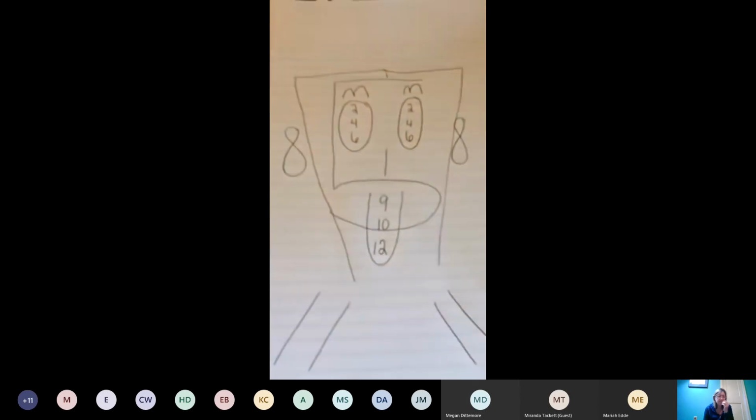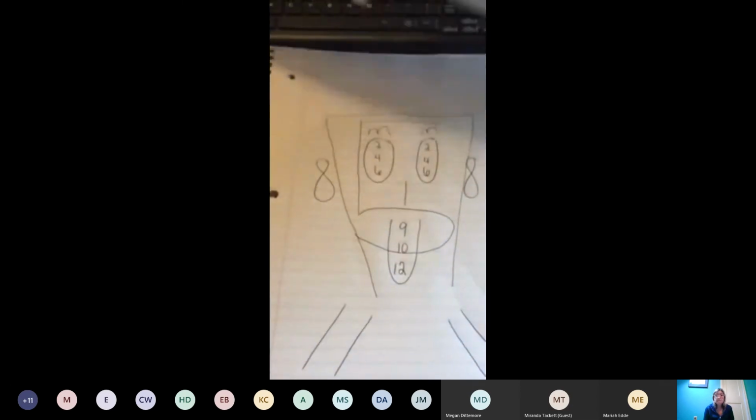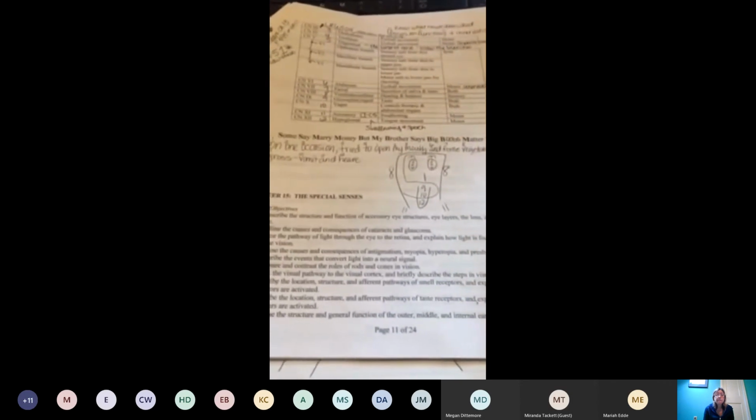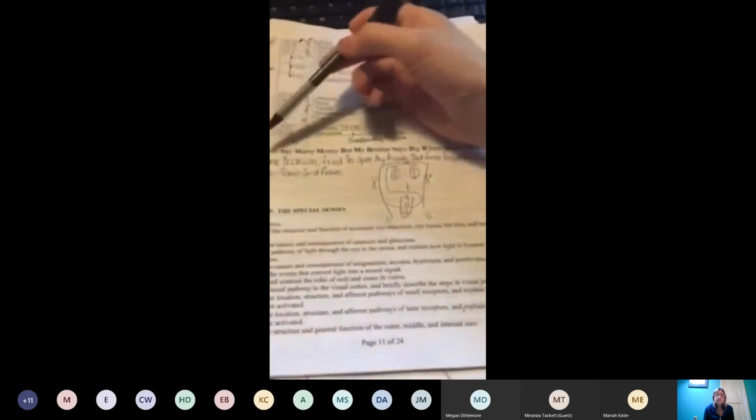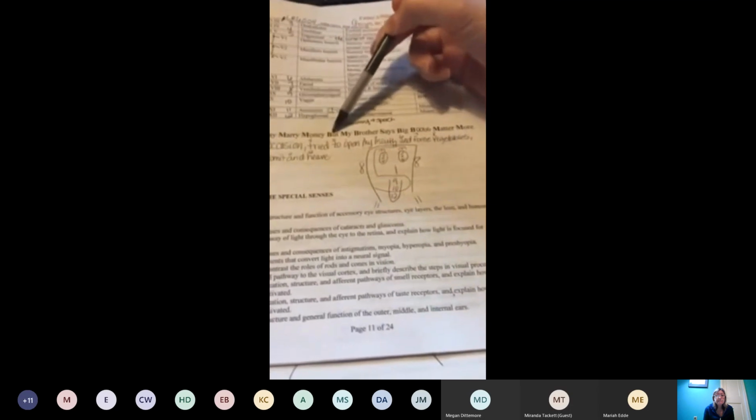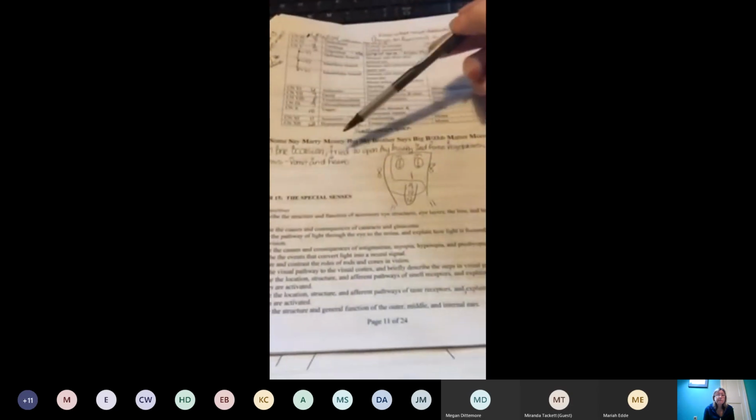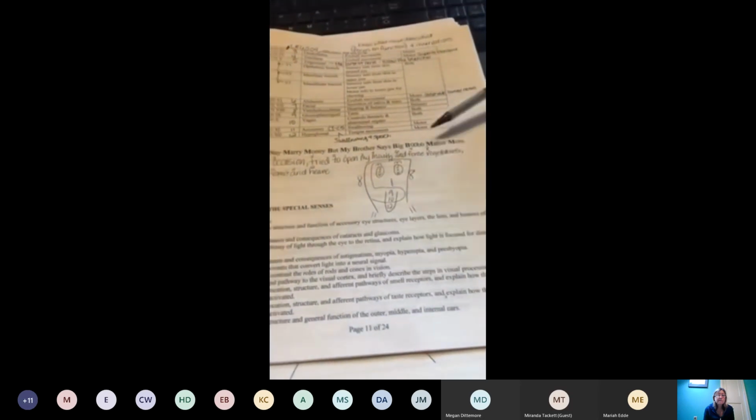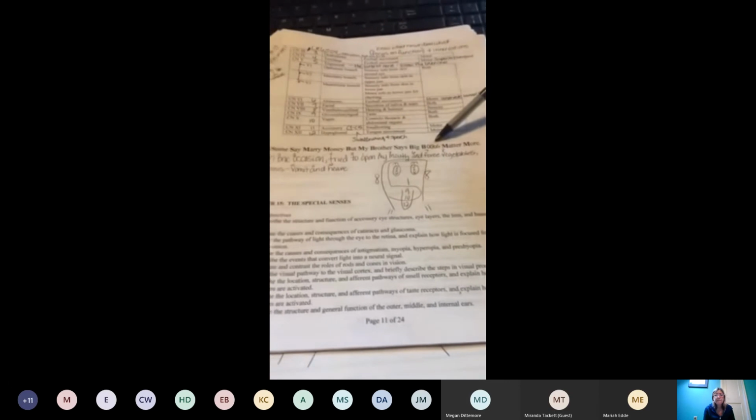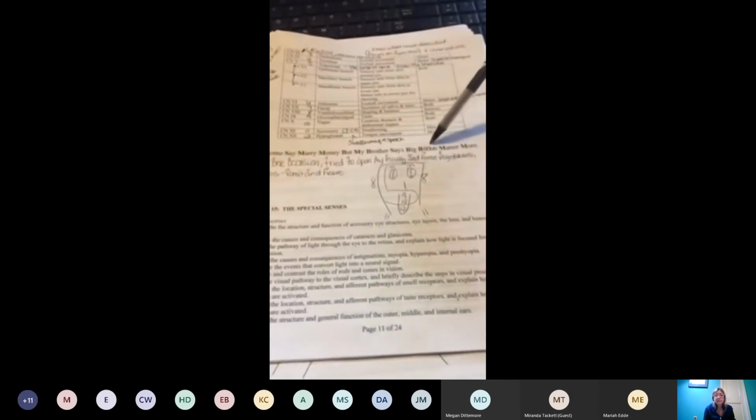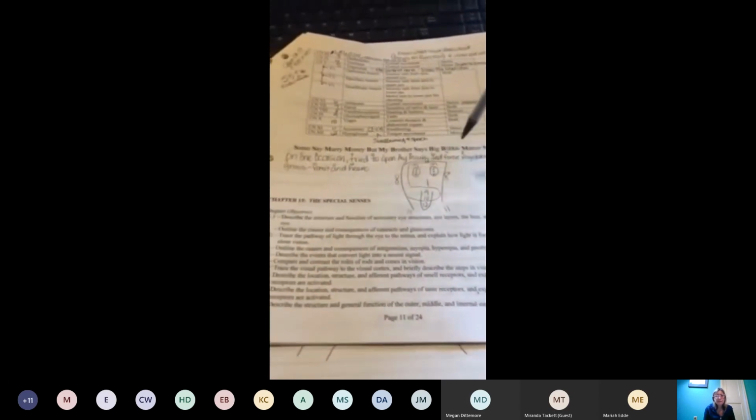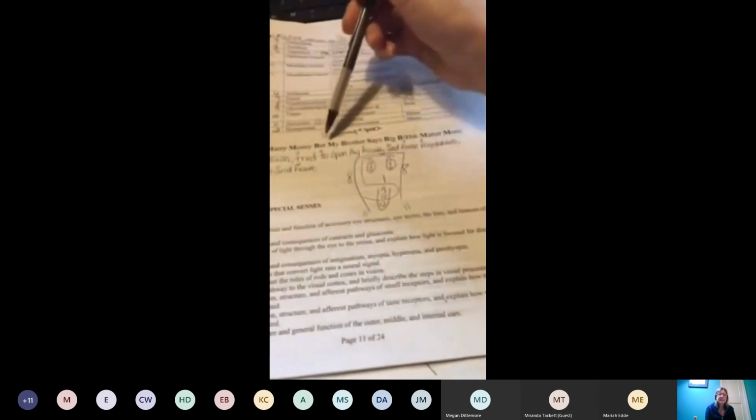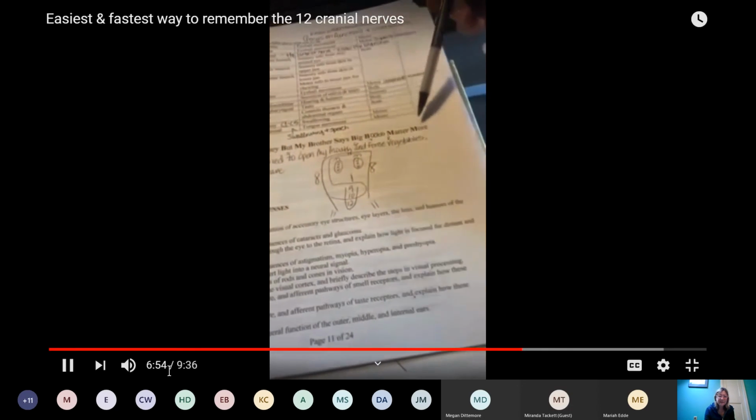Now, there's two mnemonics that I believe will help you remember once it comes time to take your test. So the first one that determines whether it's sensory, motor, or both, the mnemonic is, some say merry money, but my brother says big boobs matter more. This is supposed to say brains, but if something has a little bit of dirtiness to it, it helps me remember a little bit better. So, once again, some say merry money, but my brother says big boobs matter more.